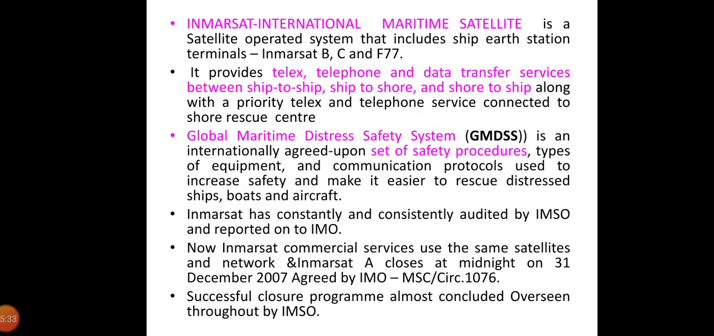Now let us move on to Inmarsat. Inmarsat is the International Maritime Satellite, a satellite-operated system that includes ship earth station terminals and Inmarsat B, C and F77. It provides telex, telephone and data transfer services between ship to shore and shore to ship, along with priority telex and telephone services connected to the shore rescue center.